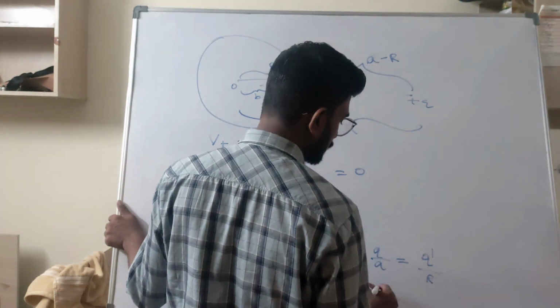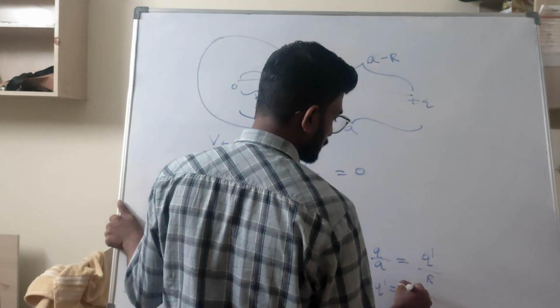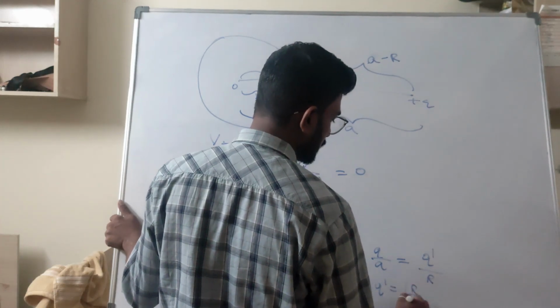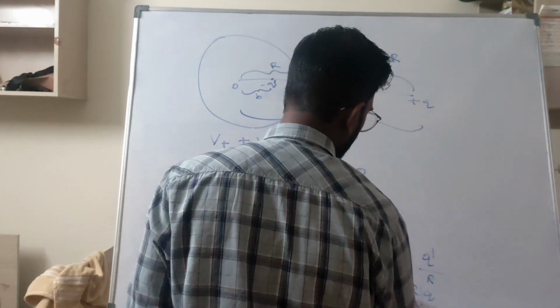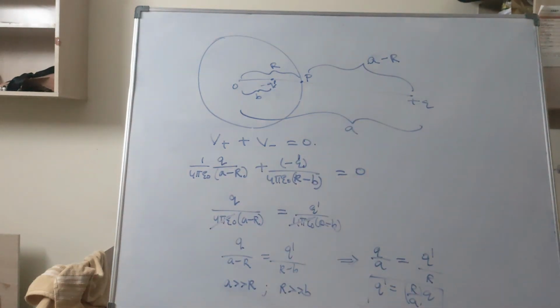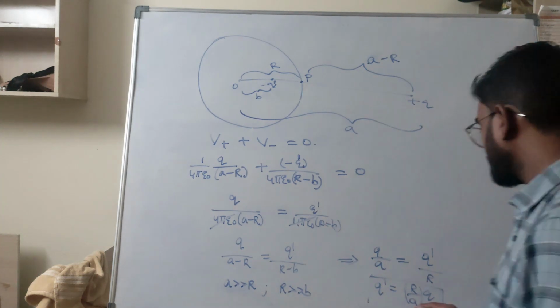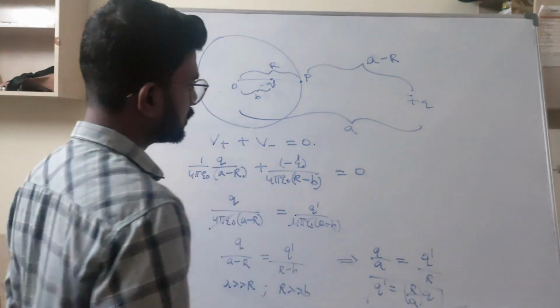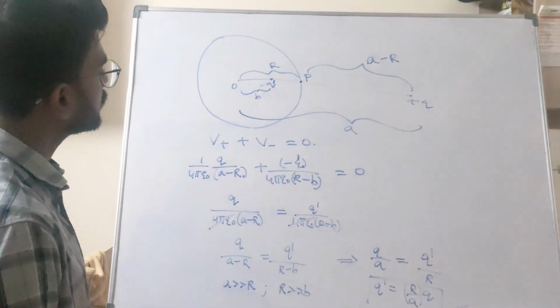Okay, so q dash is equal to how much? R by a into q. Okay, q dash is equal to r by a into q. Clear? Q by a is equal, q dash is equal to r by a into q. Okay, you can find it like this.